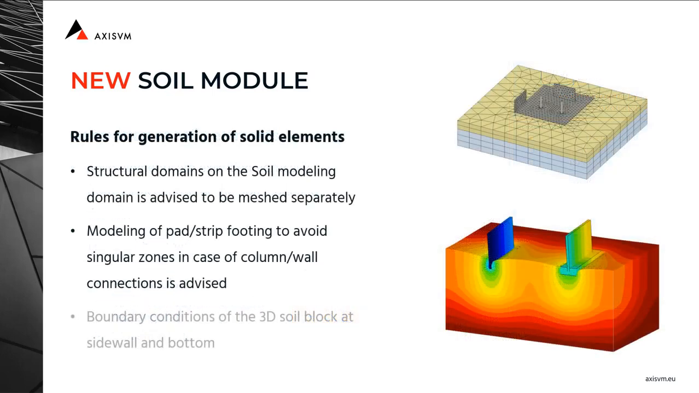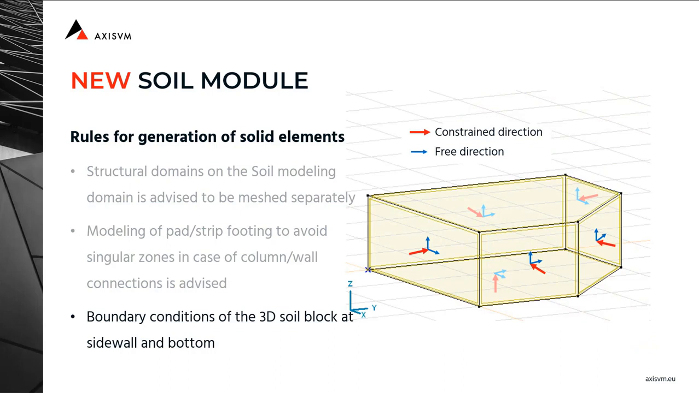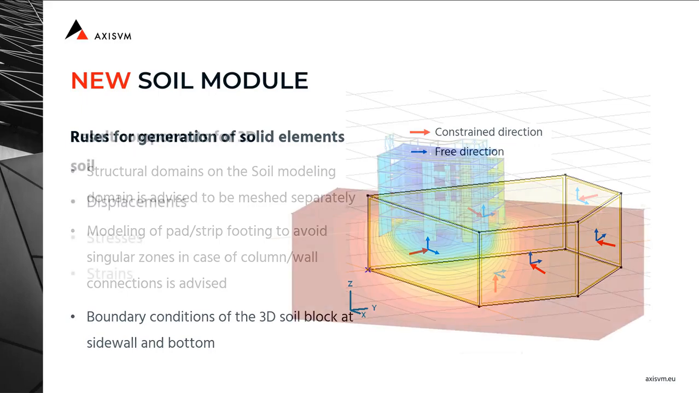There are some rules to keep in mind when generating solid elements. Like the structural domains, the soil modeling domain is advised to be meshed separately. For design purposes, structural domains require finer mesh, while the soil can be meshed lighter, as the main focus is to get the deformation results and its effect on the superstructure. Modeling of pad and strip footings is advised, as pure column-wall connections on the soil are considered singular zones. As for the boundary conditions, at the bottom and on the sides of the soil model, nodes are rigidly supported in the normal direction and free in the rest.